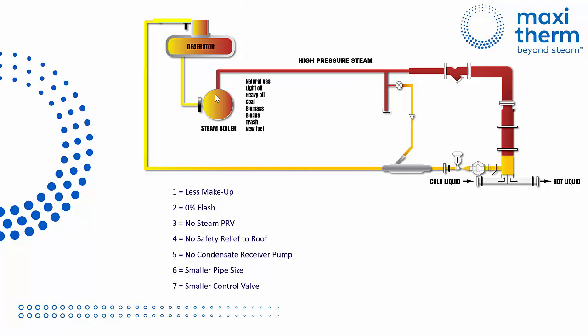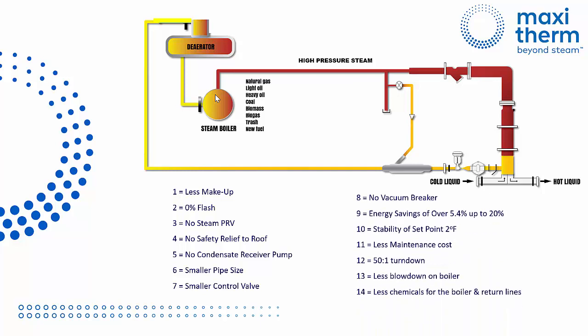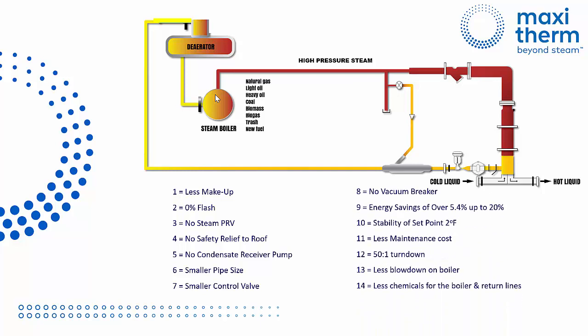No condensate receiver pump, smaller pipe size because we can use high pressure steam directly through the heat exchanger, smaller control valve like I explained earlier, no vacuum breaker. Actually, there is one that only opens when you shut down the system, so there's no air injection in the condensate return line. Six times less corrosive for doing so, so six times less amines. Energy saving up to 20%, I will show you in a couple of slides. Stable set point on temperature control, less maintenance costs obviously. 50-to-1 turn down with one small control valve, less blowdown on the boiler, less chemical for the boiler and return lines.